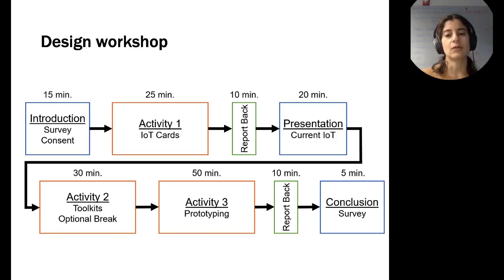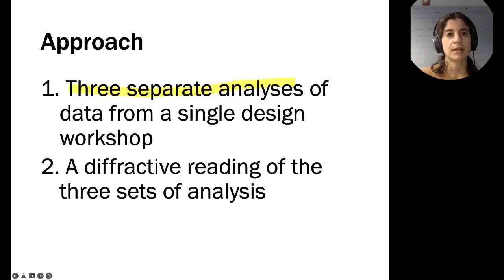Group work involved engaging with Internet of Things technology toolkit cards, prototyping with an electronic toolkit, and then engaging in a prototyping activity with design materials. A different researcher took the primary lead for each analysis. Researchers worked with the methods or orientation that best reflected their typical approach to research.